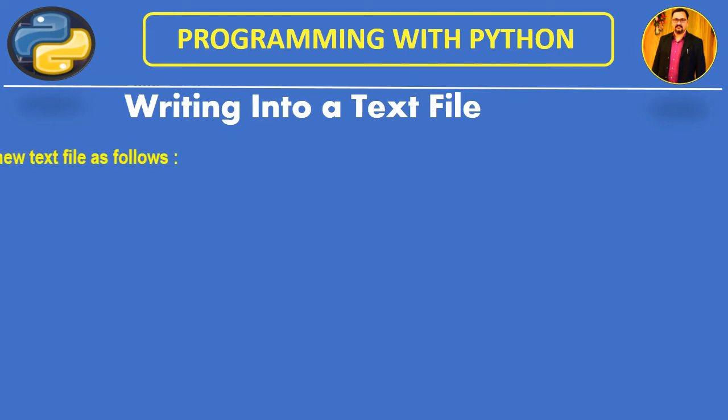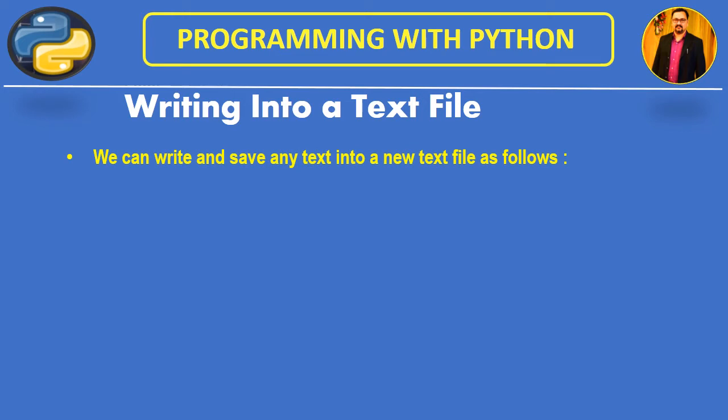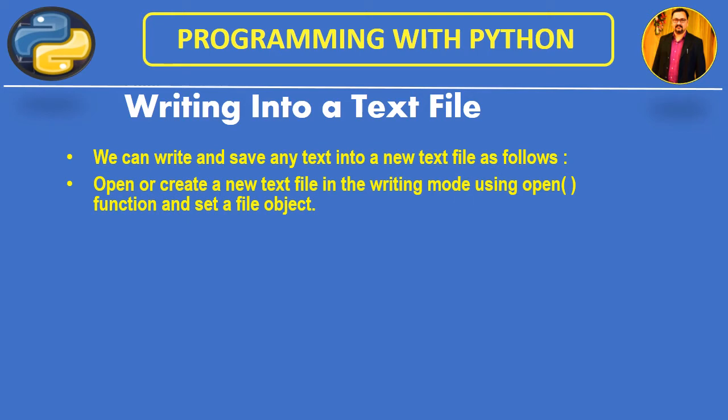Now, writing into a text file involves various steps, and we can understand these steps as follows. The first thing which we have to remember is to open or create a new text file in the writing mode using the open function. Python offers the open function to open a file or create a file. If the file is already created, it will open it, and if it is not created, it will create a new file. Let's see this method.